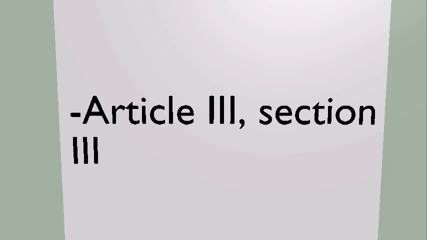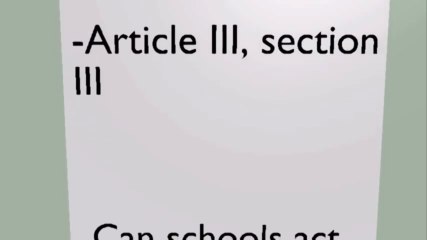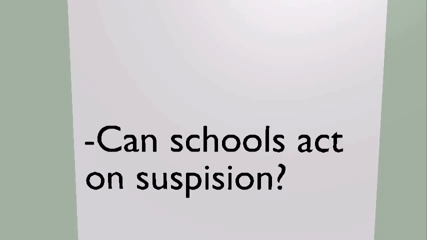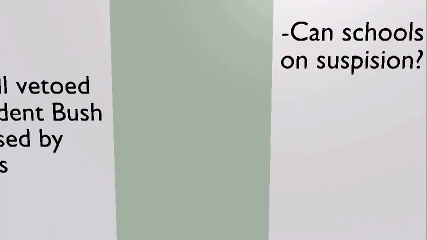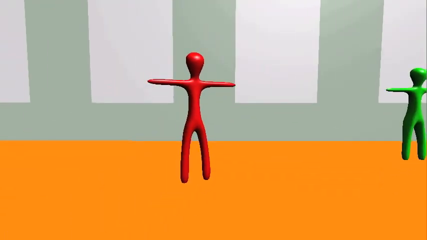A current example of this is that the Supreme Court is now reviewing a case that will decide if schools can act on suspicion with certain scenarios. If there was no judicial review, we would have the threat of becoming a dictatorship or becoming communist.